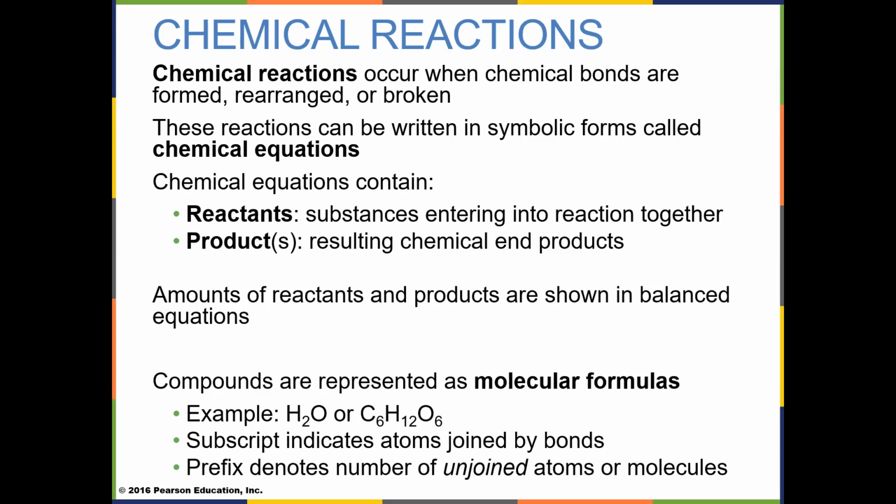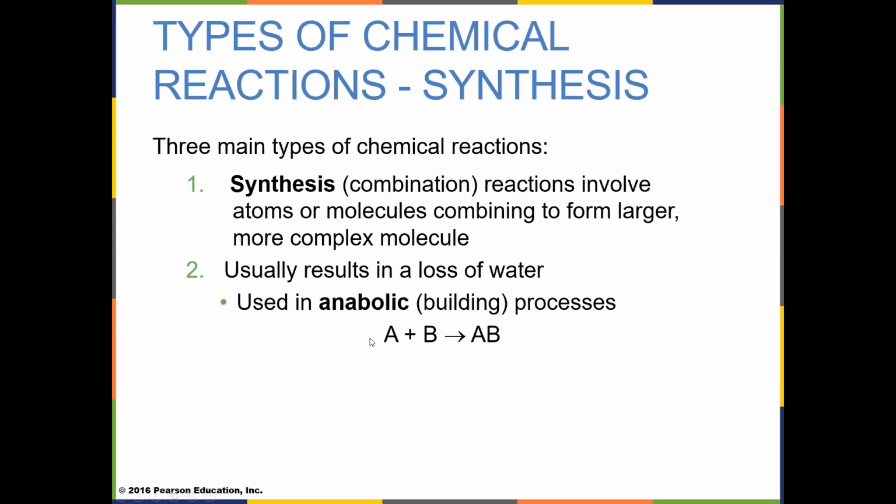Glucose is probably the most important molecule we'll pay attention to because glucose is what we use to get our energy. There's a lot of energy stored in glucose. These are the molecular formulas that we deal with. Now, if you're going to have a chemical reaction, there's 3 types of chemical reactions. There's what's known as a synthesis reaction. It is what we call an anabolic reaction.